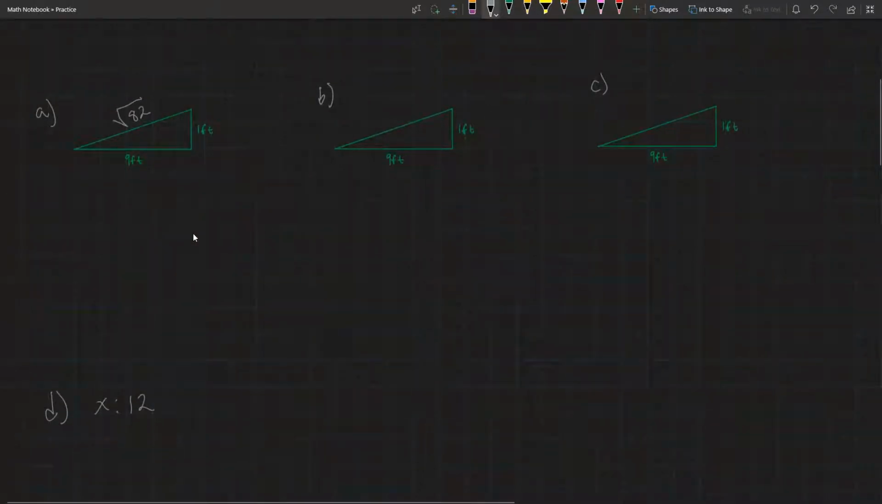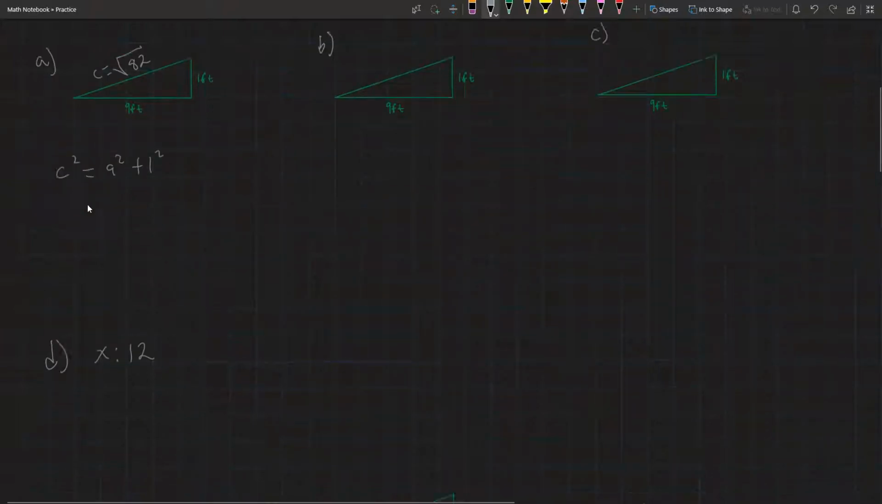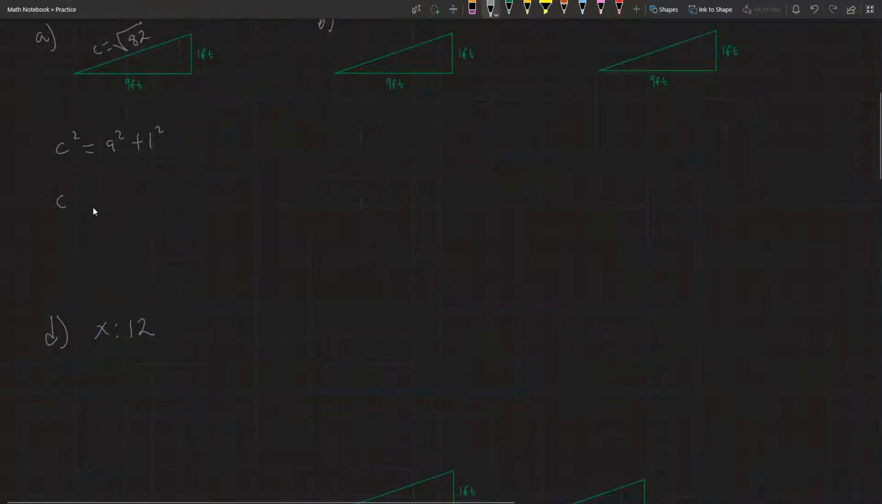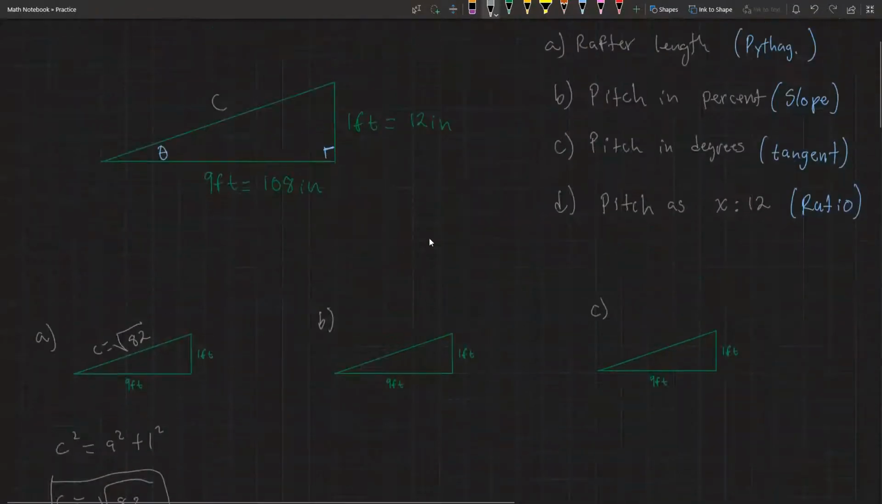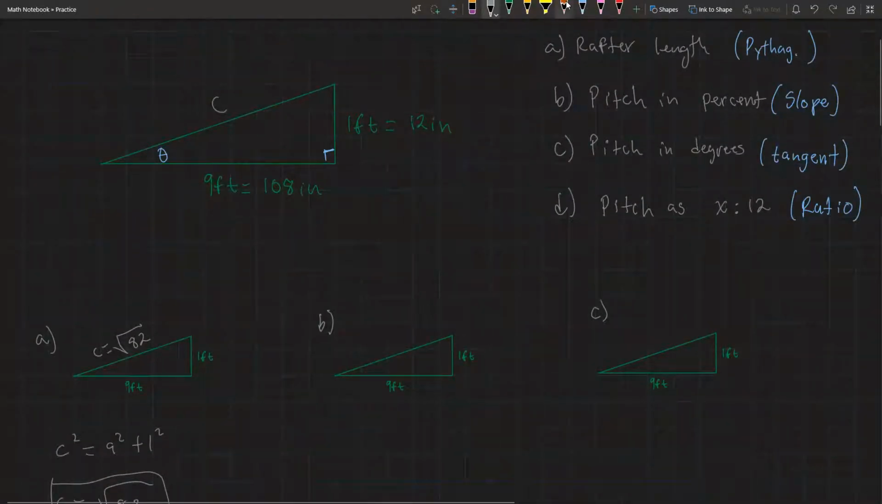And if we wanted to show the work, we will say that's C, because remember this was equal to C. C equals radical 82. The way that we got that, it was C squared equals 9 squared plus 1 squared, which to me is kind of boring, but it gives you the same result. So C equals the square root of 81 plus 1, which is 82. That's probably as much work as I'm going to show, but take your time to show more steps if you need to. All right, that's the length of the rafter. We're done.